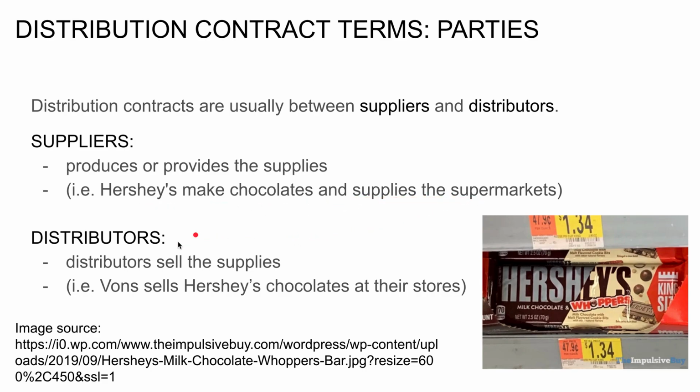Distributors, on the other hand, sell the supplies. A good example is Vaughn's sells Hershey's chocolates at their stores. So they're distributors, they sell it.